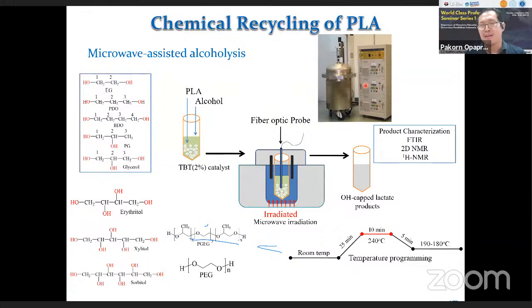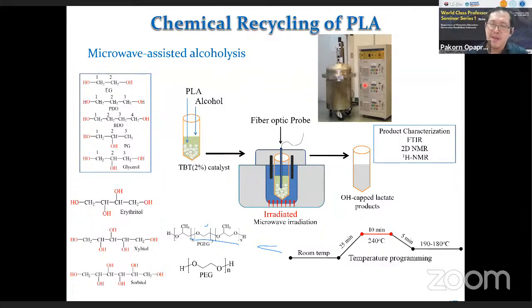So we can develop many reactors of this size and distribute this to the community. So when people in the community have PLA waste, they can collect them and then put them in the reactor, convert this into small molecule products, and then sell this as a high value product from their process.